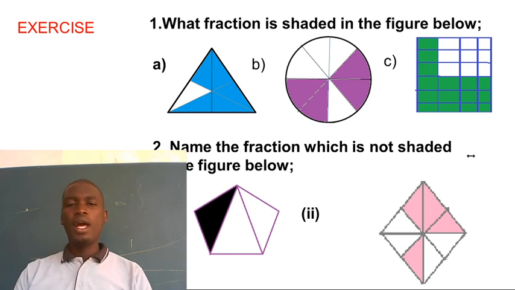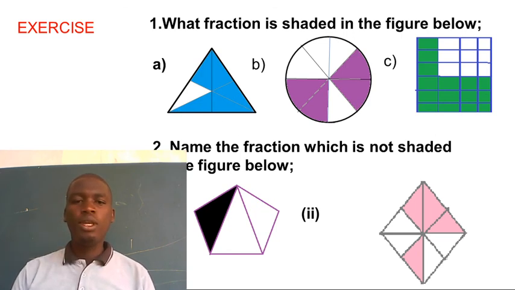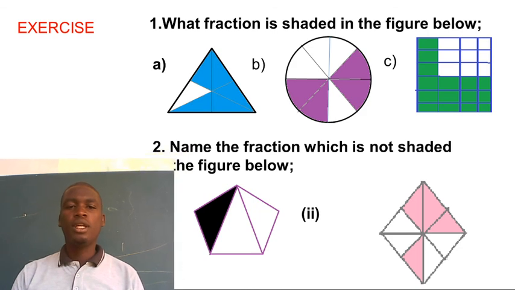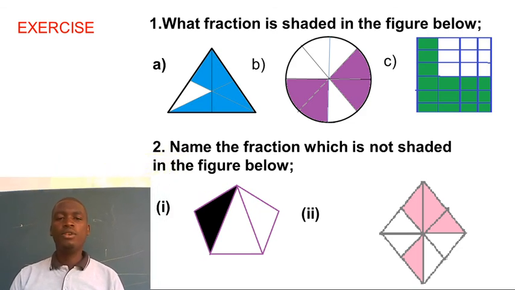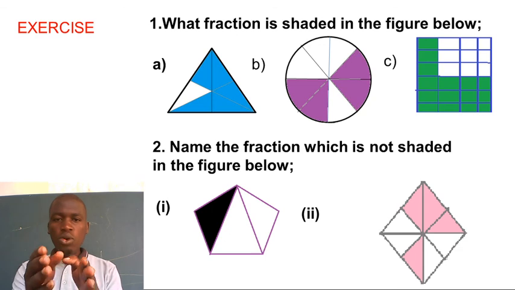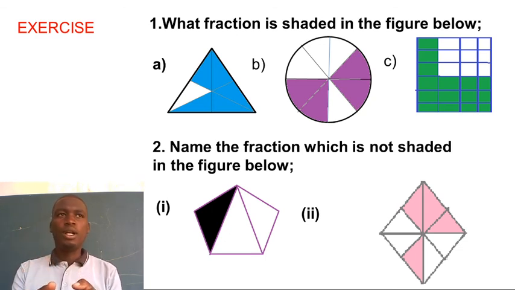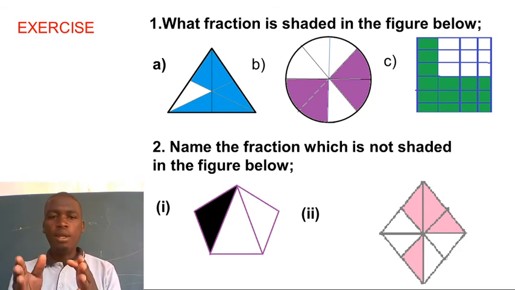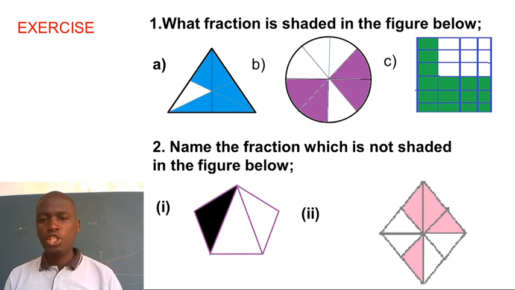Our next work is going to be our activity. Take a look at our activity there. Let me clear the way for you so that you can see well. Our activity is there. So what fraction is shaded in the figure below? What we had been doing in the examples, you are supposed to copy it and then you come here. Look at those lines very well and you should be able to count or check them. Then 2, name the fraction which is not shaded in the figure below.